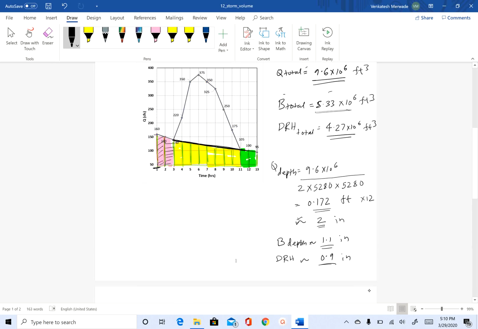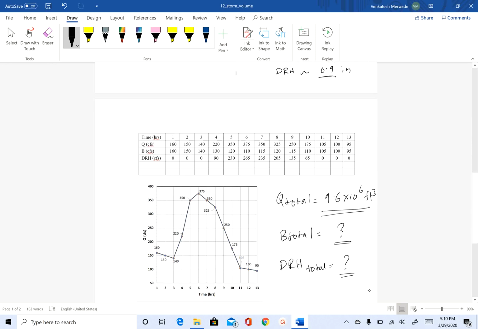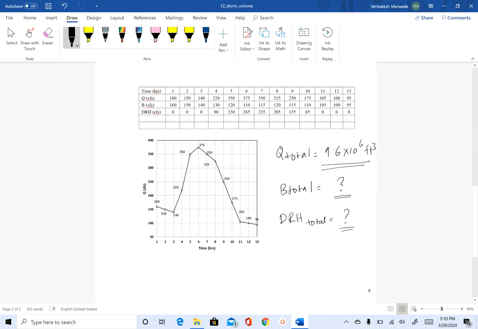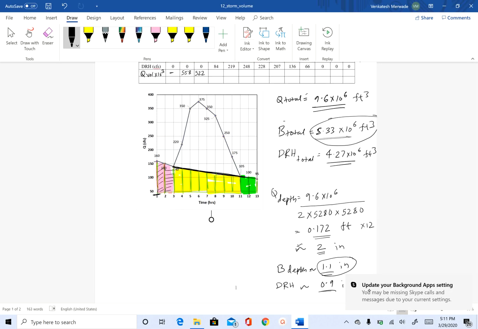What you have done here in problem number 1 is to use the straight line method, and this is the volume you got, this is the depth you got. Now do the same for these numbers, which were calculated using the variable slope method, and see what values you get for the volume for both base flow and direct runoff, both in terms of cubic feet and also in inch. You can do these calculations on your own by using what we did for this problem.